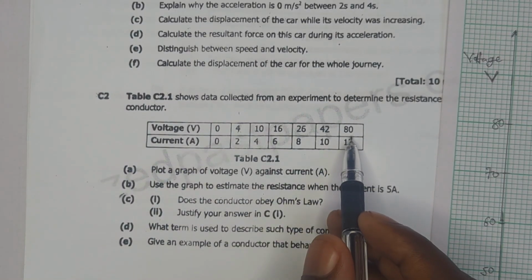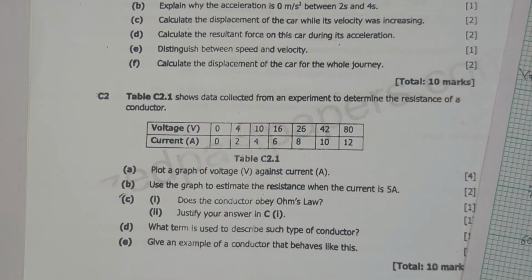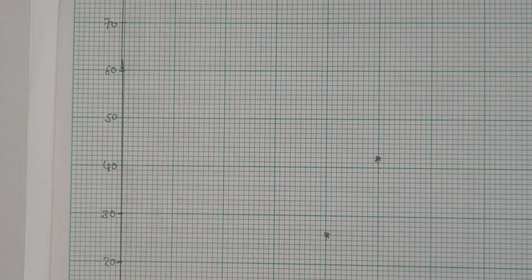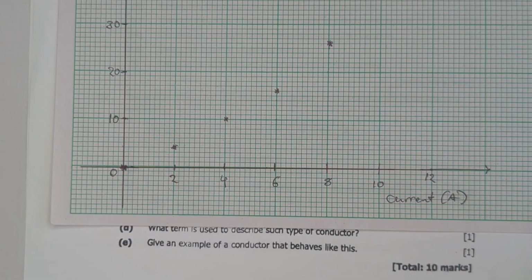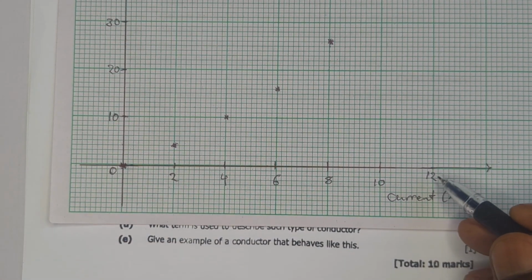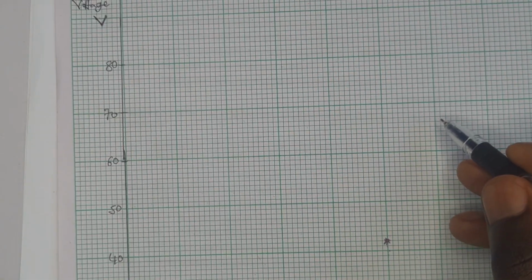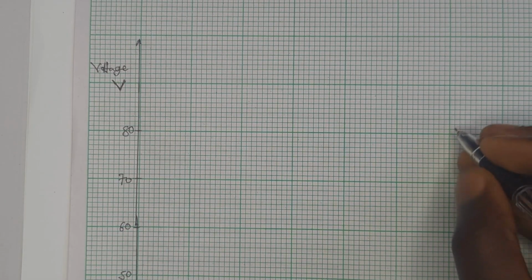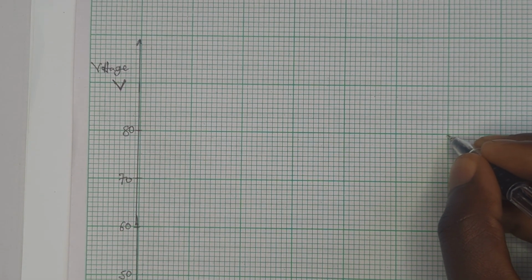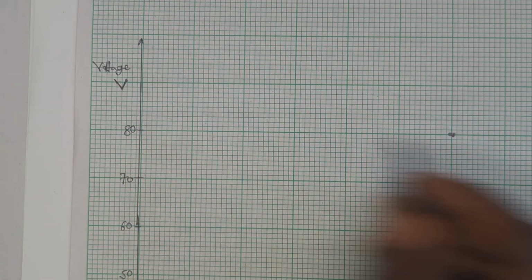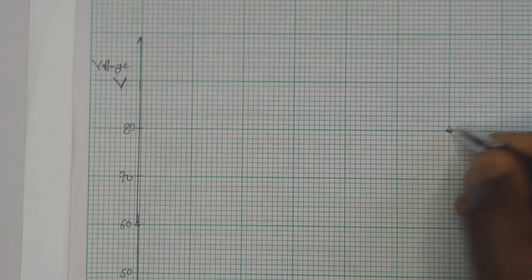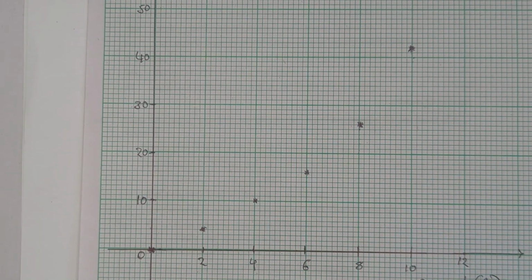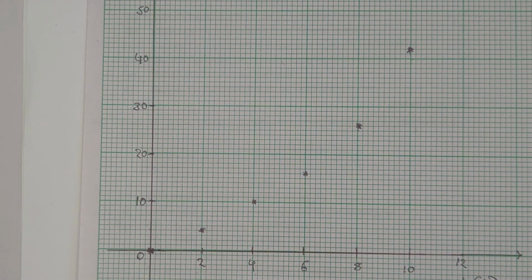The next we have 80, 12. So 8, 12. 12 is here. We are going to follow the same line, this line for 12, and 80 is our last figure. So 80 it is here. This is 80. So after coming up with the coordinates, we then join the coordinates to make a curve or a graph.